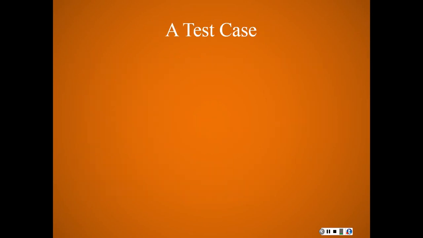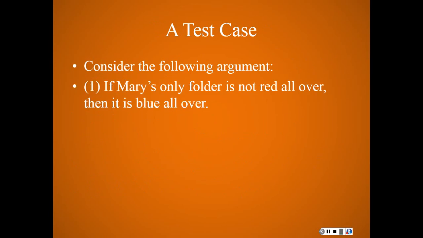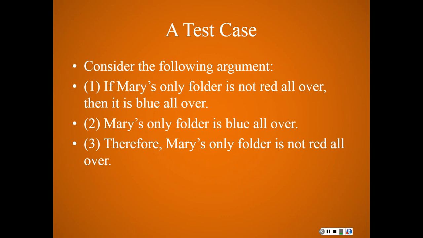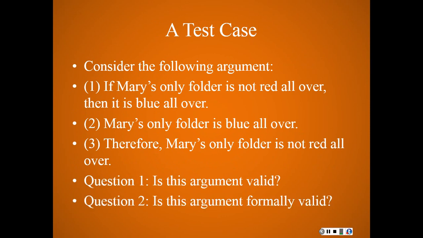So let's consider another example. Consider the following argument. If Mary's only folder is not red all over, then it is blue all over. Mary's only folder is blue all over. Therefore, Mary's only folder is not red all over. I want to ask two questions about this argument. The first question is: is this argument valid? And the second question is: is this argument formally valid?